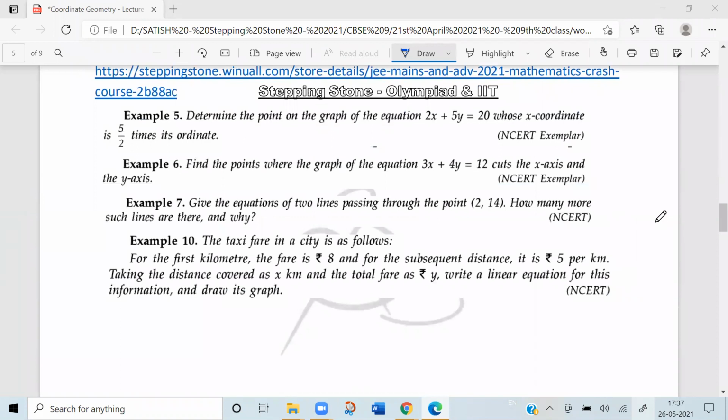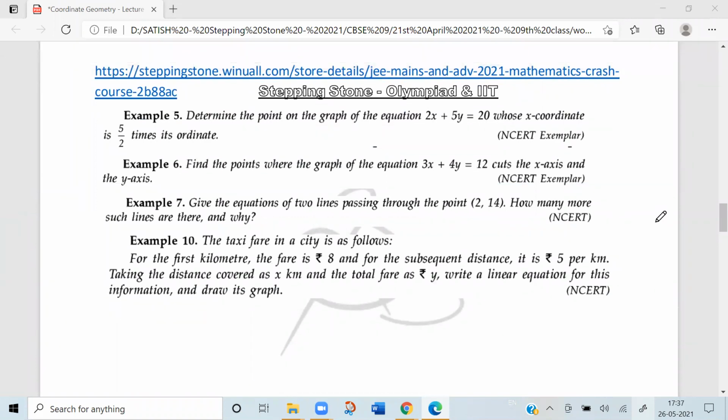Now, do the next. Determine the point on the graph of the equation 2x + 5y = 20, whose x coordinate is 5/2 times the ordinate. Now, without drawing the graph, try to do it. What is the meaning of ordinate? Ordinate means what? Y coordinate.